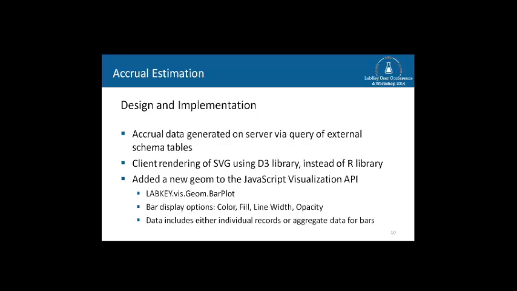And this bar plot geome allows for different styling, display options around color and other things, but it also allows for the data input to be either individual records where the API itself will do the generation, the count of, in this case, participants for given months, or you can aggregate the data yourself on either the client side or the server side and pass that to the JavaScript geome to just generate those bar plots.